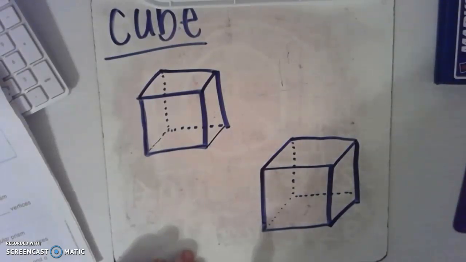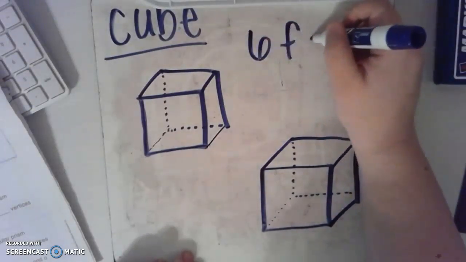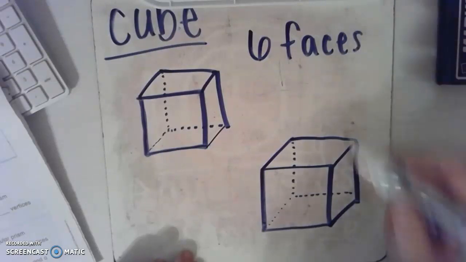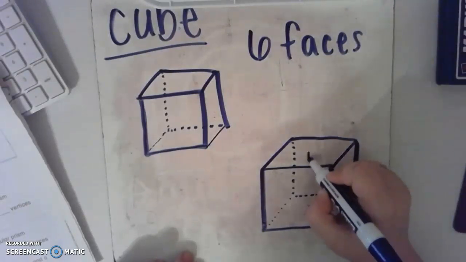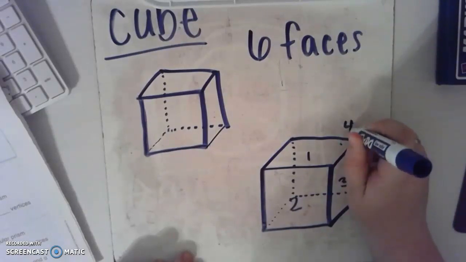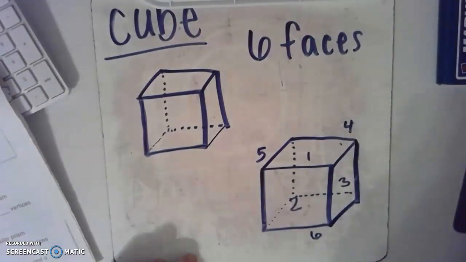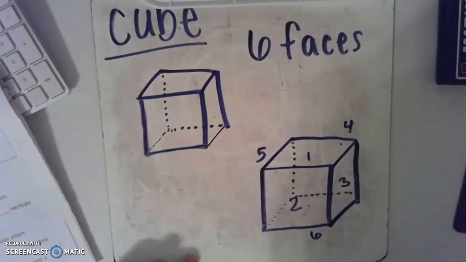And my cubes have 6 faces. So if I was to count each one of these faces, I would have 1 here, 2 here, 3 here, 4 all the way back here, 5 here, and then 6 way down here. I know it's really hard to see. I need to get a better cube because this cube doesn't really work that well. I will find a different cube here in a minute.